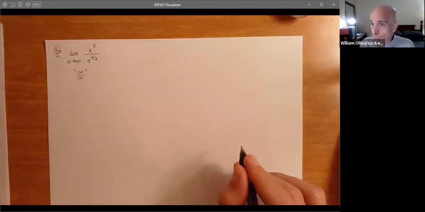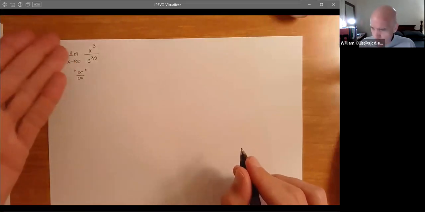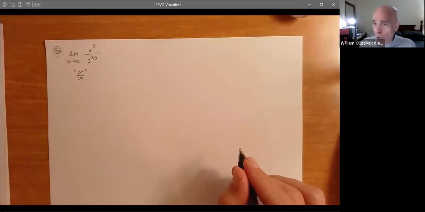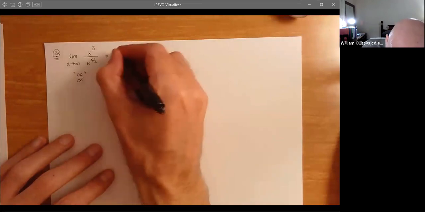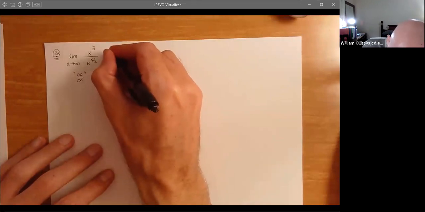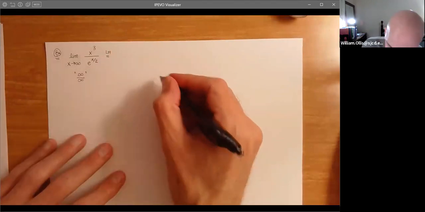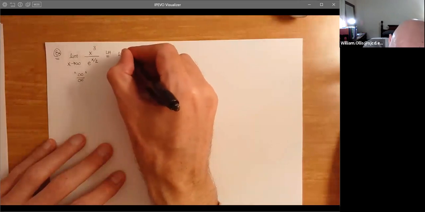And so, of course, these functions are defined for all real numbers, so we don't have to worry about the C1 condition giving us a problem. So we can apply L'Hopital. This one seems like we know what the answer is, but let's just see what L'Hopital tells us.